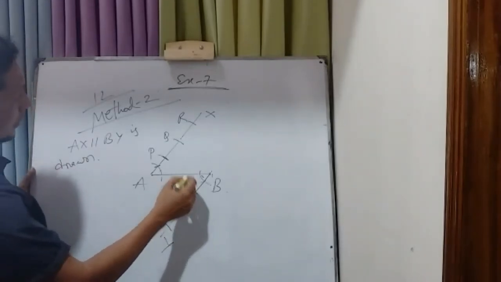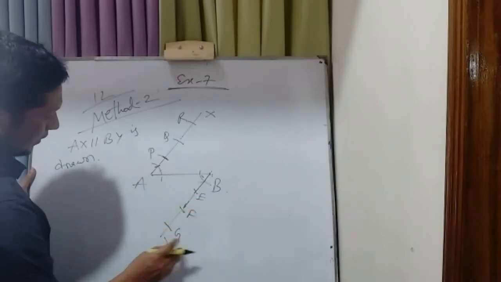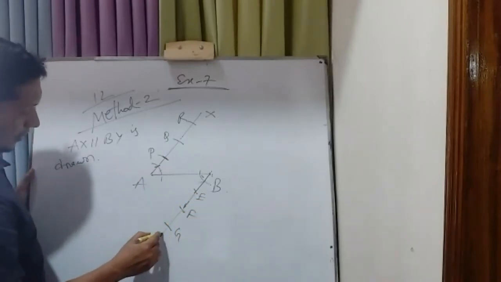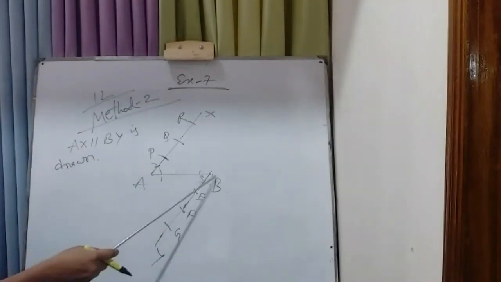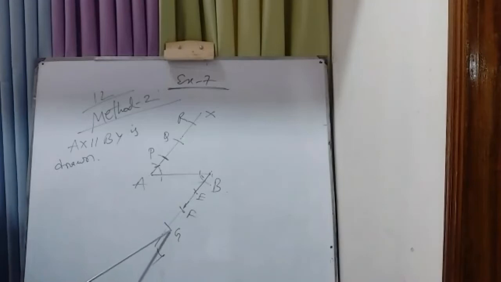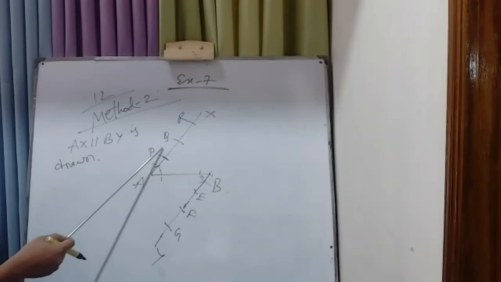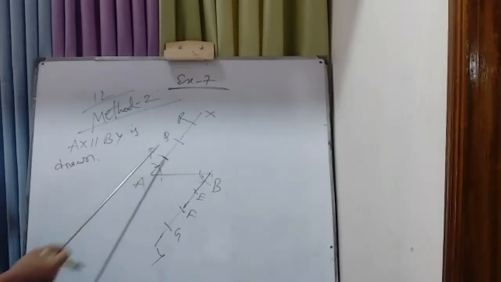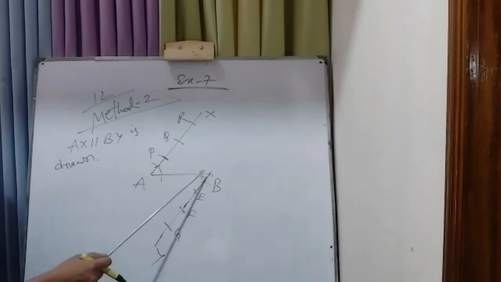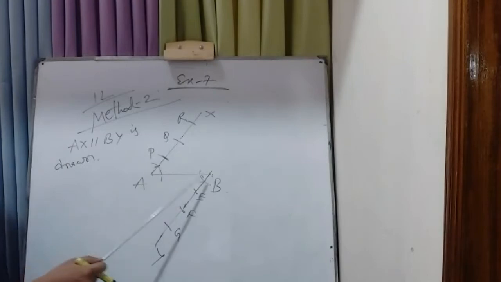Okay. Suppose they are BE, EF, FG. I am repeating this again. From BY, we cut BE, EF, FG equal to AP. You see, AP, PQ, QR all are equal. So you can take any equal length. The length that is taken from AX, you must take the same length from BY also.